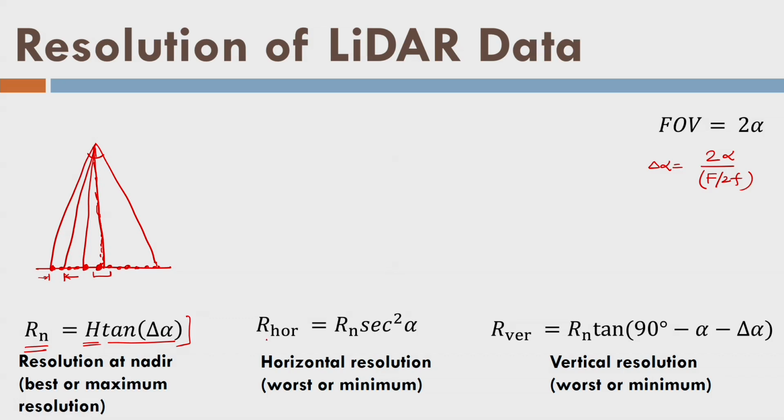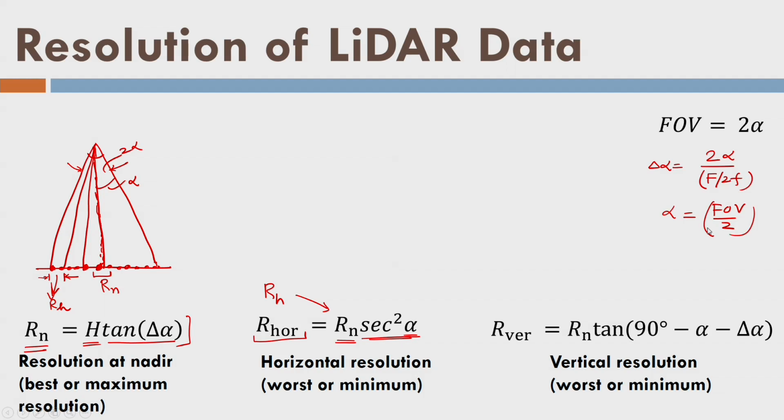Okay. Now we can see what my horizontal resolution is in the worst case. This is my Rn here and this is my RH here. So this is my RH, or R horizontal, and it is given by Rn times sec²α, where this complete angle is my 2α, or the half angle is my α. This is my half angle, or half of the FOV. So I can write α is nothing but FOV by 2.